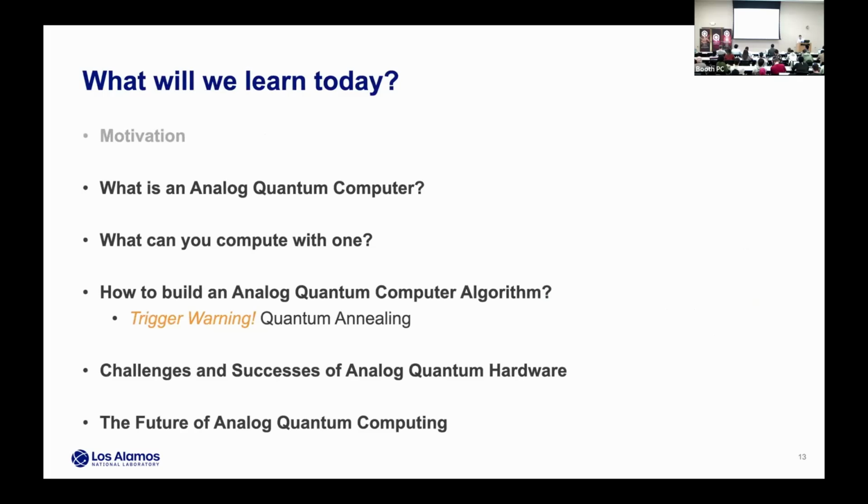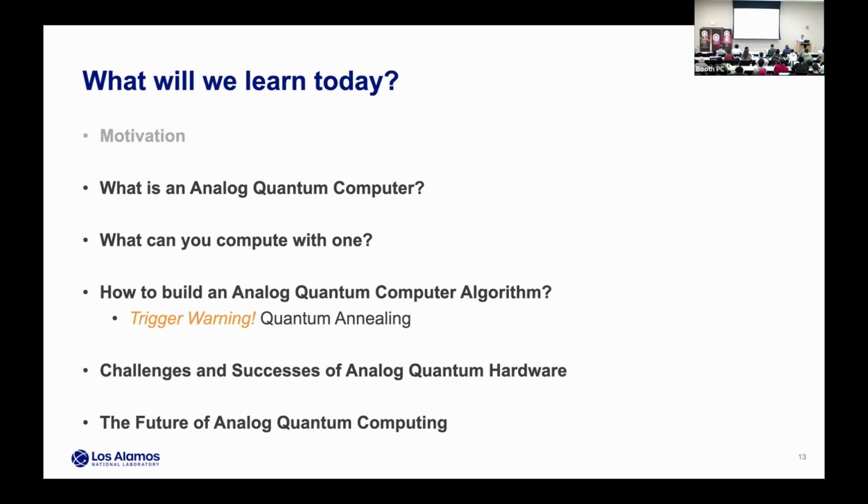And I may not have time to cover all of these things, but your questions are the highest importance to me. So ask your questions and we'll get as far as we get. So the first thing I'll try to do is tell you, what are these analog quantum computers? What can you compute with them? What a reasonable computational question to ask. Then we'll go into how do you build an analog quantum computer algorithm?